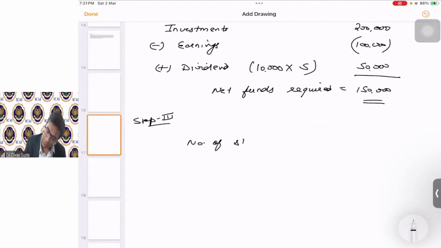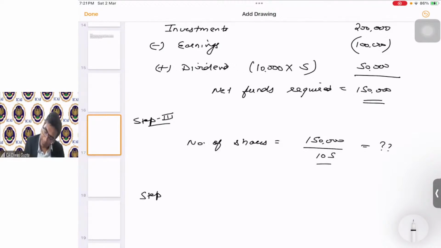Number of shares. 1,50,000 divided by 105. Again, I am not calculating this, okay? Because this I will use in the formula. Next step. Number of shares are calculated. So you need a total amount of 1,50,000. And from the market, you need to raise the new equity shares. The market price is appearing to be 105. So you will raise 150 divided by 105 as the new number of shares.